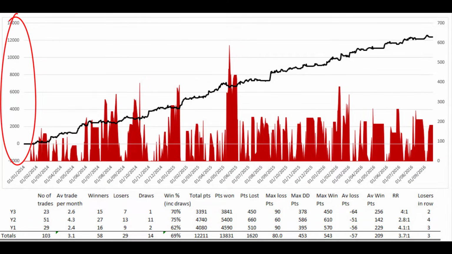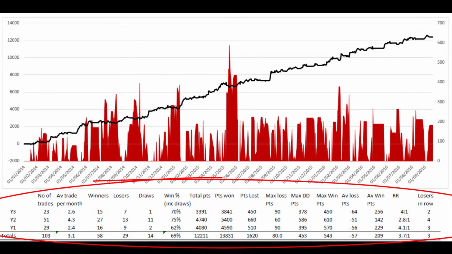Now, going through the stats down at the bottom, you can see quite a decent win rate there, ranging between 62 and 75%, averaging out at 69%. You can see how many points you've won to how many points you've lost, and also the maximum loss points there as well, with some other interesting data around the drawdown, the win points, and the average loss and average win points, to give you an idea of how the risk reward plays out. And you can see on average it's just under 4 to 1 for this strategy.